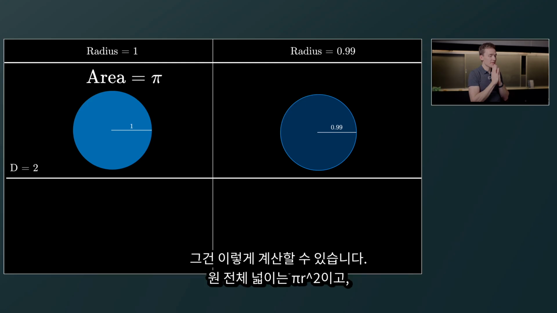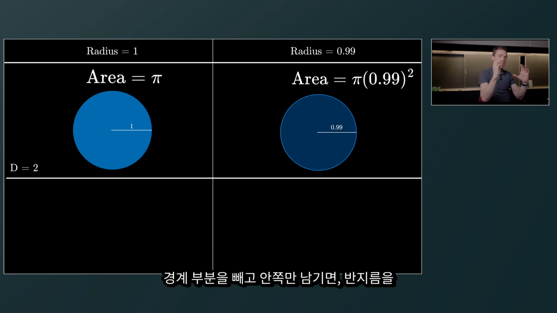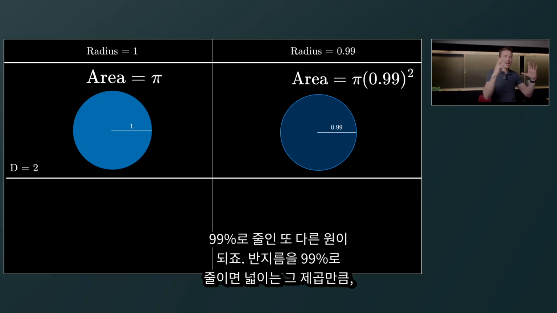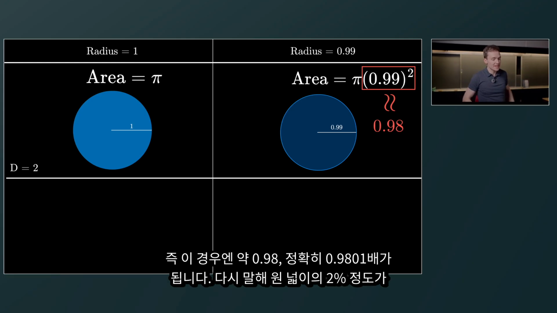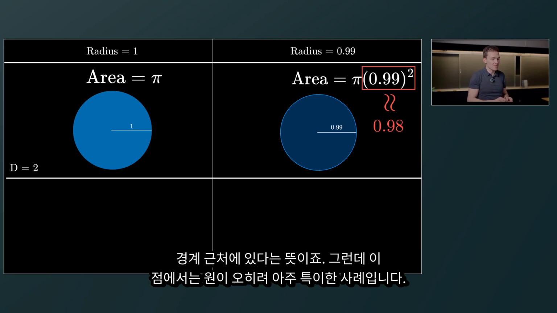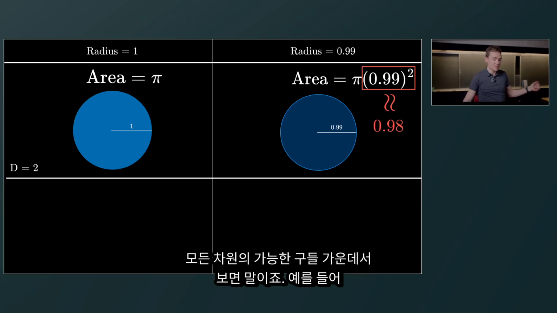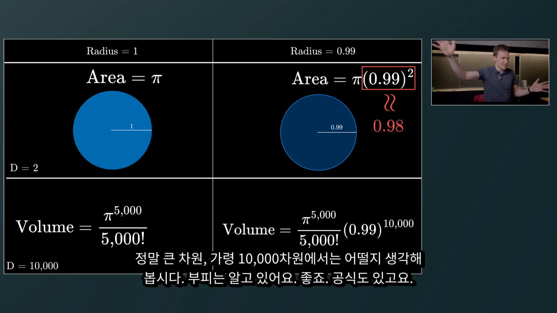The way you could calculate that is you could say, all right, the area of the entire circle is pi r squared. And then if we chop out everything other than that boundary, that would be another circle, but whose radius was scaled down by 99%. And if you scale that down by 99%, the area gets scaled down by its square, which is approximately 0.98, in this case, 0.9801. But the idea is that 2% of the area of that circle is close to the boundary. But circles are actually very unusual in this respect, in the scope of all of the possible spheres across all the dimensions. Because let's think about what this would be in some really big, 10,000 dimensions, okay?